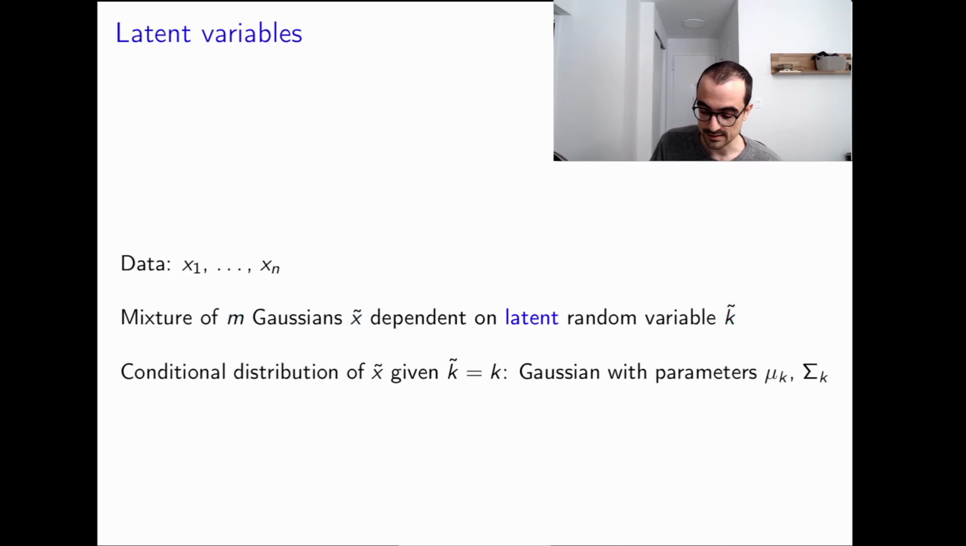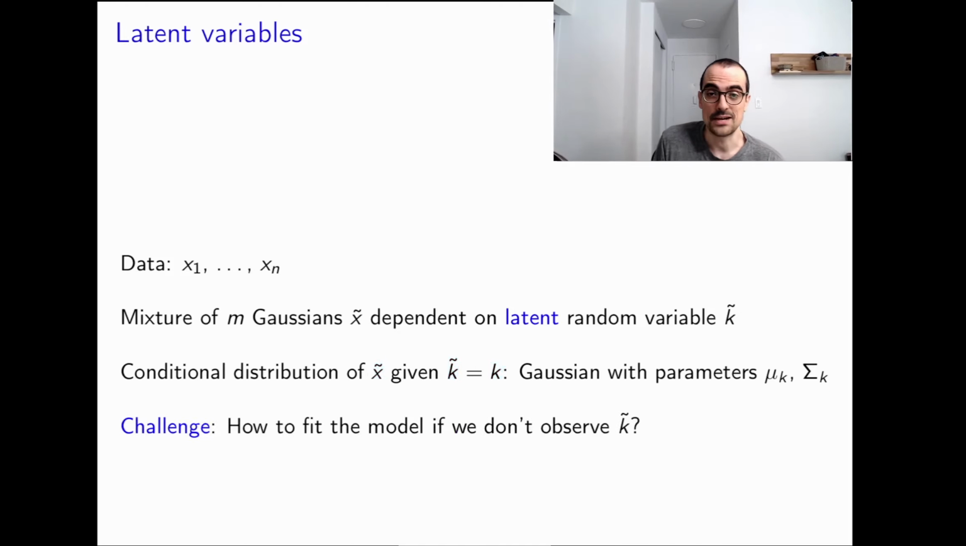So the idea is that the conditional distribution of x, given that k has a certain value, is going to be Gaussian, okay, with certain parameters mu k and sigma k. And this is what we're going to fit to the data, again, without having observed k. That's the key difference with Gaussian discriminant analysis.